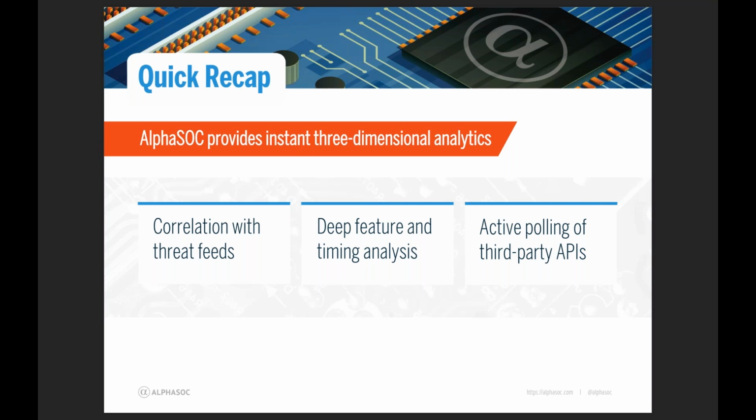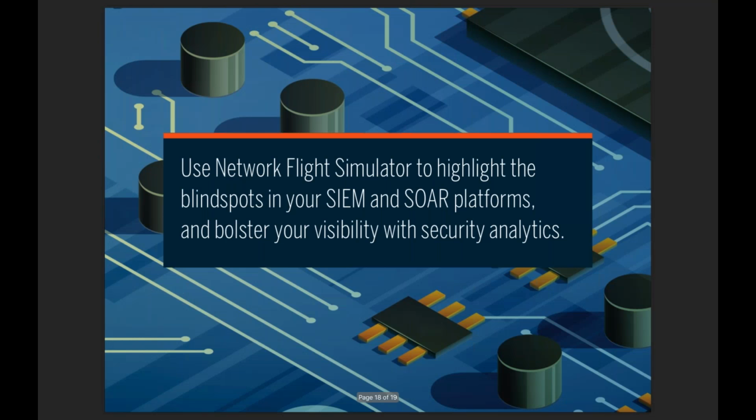And then the third thing that we're doing within AlphaSOC that many, if not all, of our competitors are failing to do is this active polling of third-party APIs. So we're actively taking the IP addresses and the FQDNs that we see within these environments, and we're actively checking sandboxing engines and WHOIS on the domains, performing that kind of active outbound work to gather better signals and get a better feeling for what's going on.